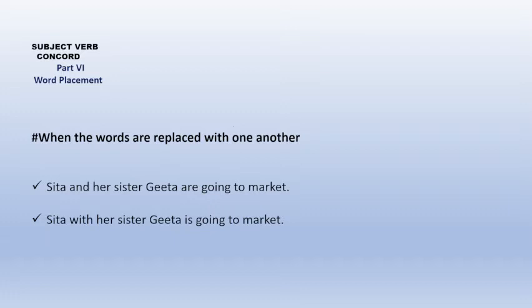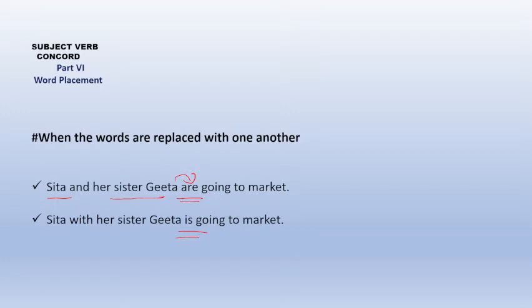For example, see in this sentence: Sita and Geeta are going to market. While in this sentence: Sita with her sister Geeta is going to market. Now here you can see the meaning of both the sentences is almost the same, but not exactly the same. When in the first sentence we are saying Sita and her sister Geeta are going, the focus is on both the girls, Sita and Geeta both, who are working as the main subject. That is why we have placed a plural verb.